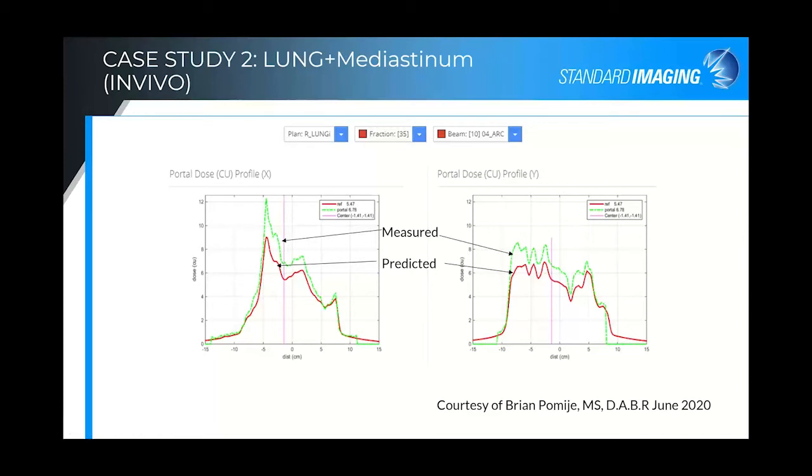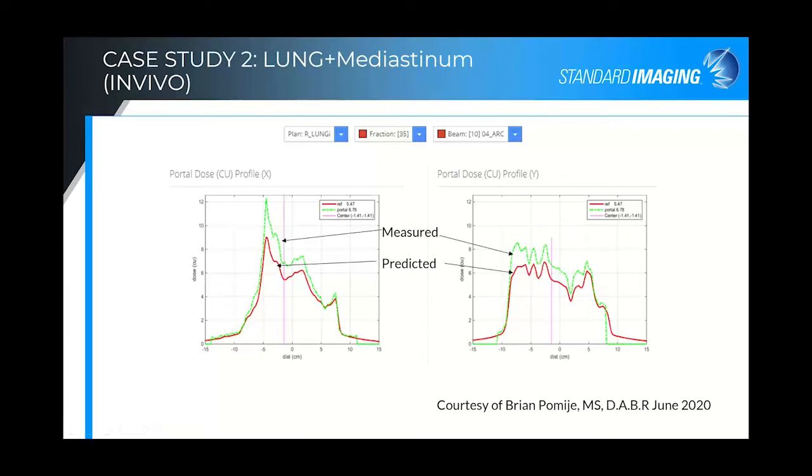And here you can see, for example, the predicted versus the measured profiles for the first failing beam, which occurred during fraction 35. The ARC4 gamma map showed a hotter area, which is well highlighted in these X and Y profile maps.